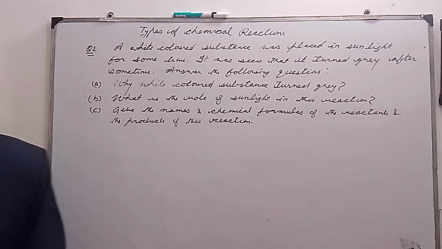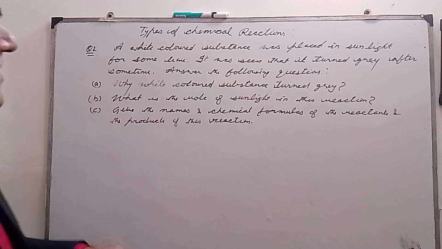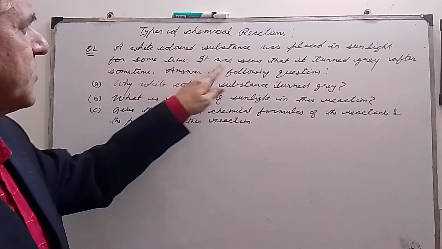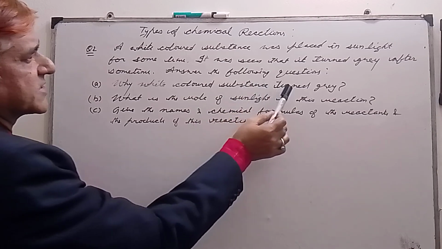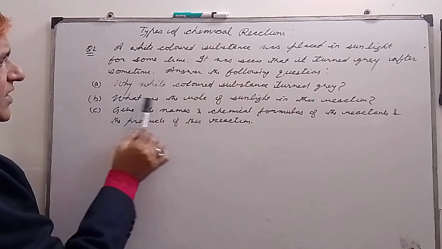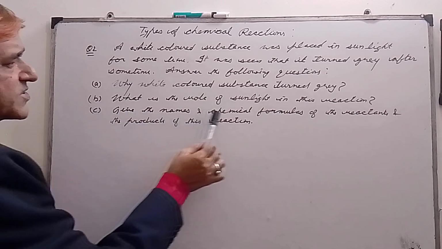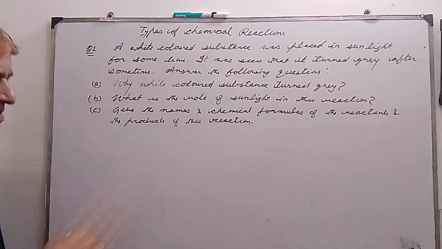So my dear students, this is the question for you. A white colored substance was placed in sunlight for some time. It was seen that it turned grey after some time. Answer the following questions. Why did the white colored substance turn grey? Second is, what is the role of sunlight in this reaction? Third is, give the names and chemical formulas of the reactants and products of this reaction.